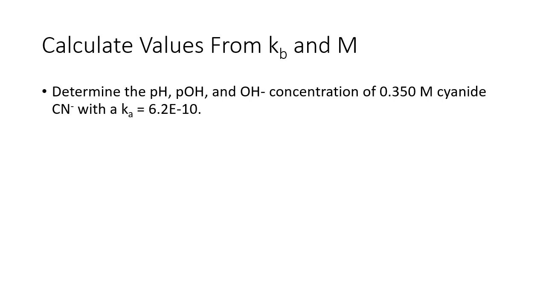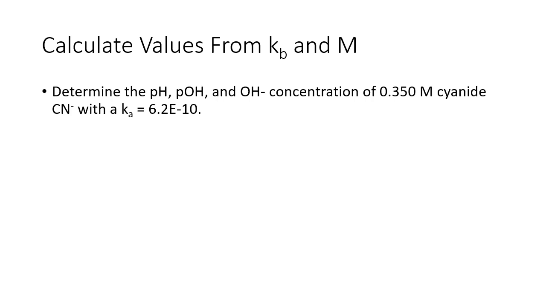All right, we're going to calculate values from Kb and molarity. So let's say we want to determine the pH, the pOH, and the OH- concentration of 0.350 molar cyanide, which is CN-, with a Ka of 6.2 times 10 to the negative 10th. Well, Ka is defined for using an acid, but CN- is a base. So we're going to go ahead and use Kb and set up the Kb equation.